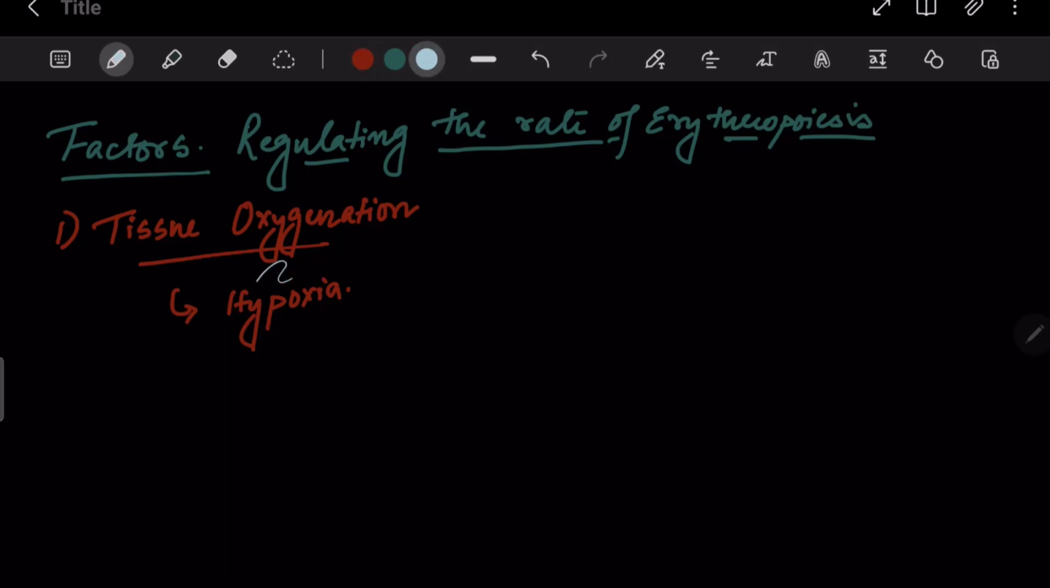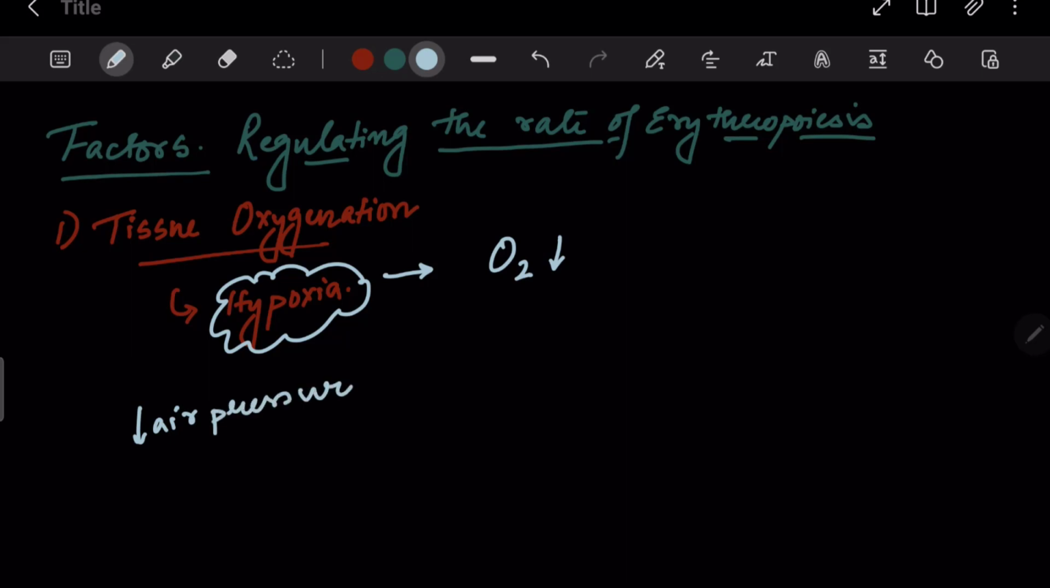Now, what is hypoxia? Hypoxia is any condition when the oxygen level to the tissues decreases. The oxygen level being transported to the tissues decreases. For example, at high altitudes where the air pressure is low, the oxygen pressure is low, so less oxygen is available for the body. So the rate of erythropoiesis increases to compensate for the lesser amount of oxygen, so that more and more RBCs are produced and more oxygen is transported.